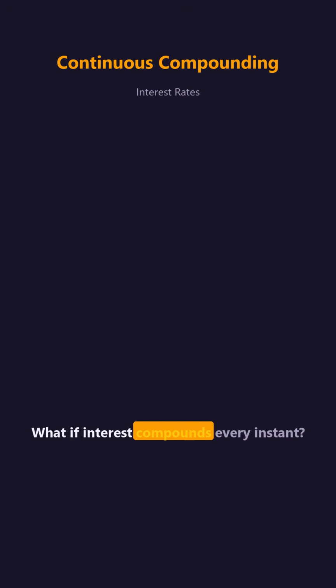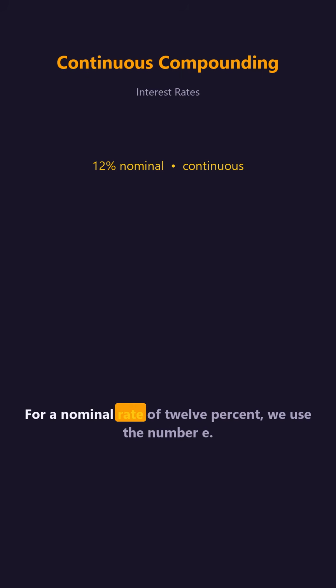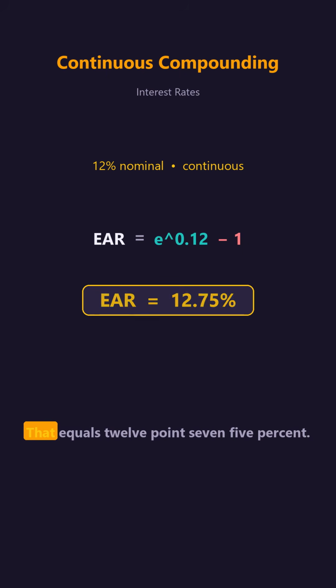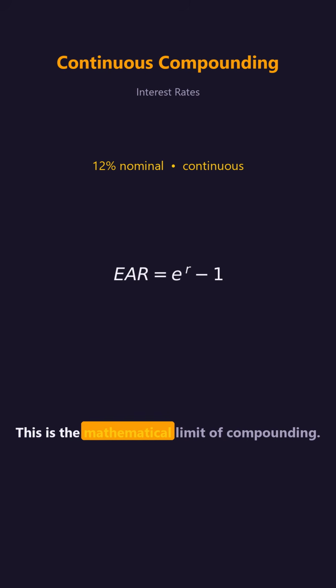What if interest compounds every instant? This is called continuous compounding. For a nominal rate of 12%, we use the number e. The effective rate is e to the power 0.12 minus 1. That equals 12.75%. This is the mathematical limit of compounding.